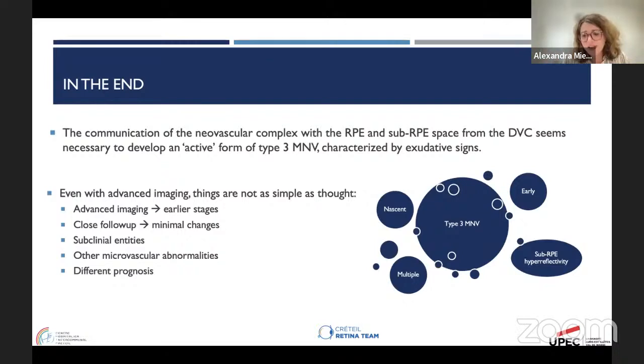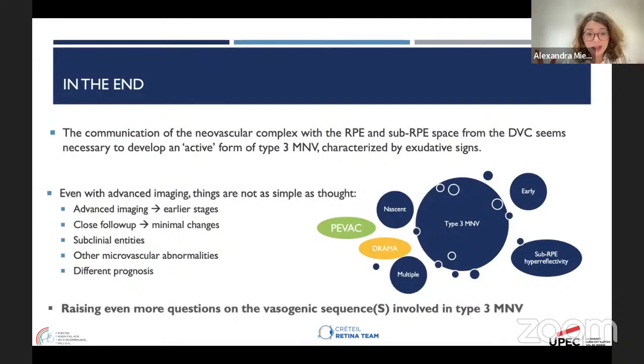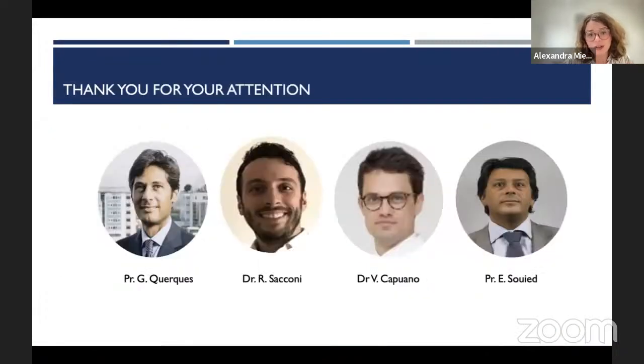So it's very important to think about all these questions, and actually with more imaging and more clinical pathologic correlations, we have more insights into the physiopathogenic sequence in type 3, but also we have more and more questions about what's really happening and how one type of lesion can progress towards another. And I'd like to thank you for your attention and to thank my friends and colleagues with whom I've worked a lot on this subject. And if you have any questions, of course, I'll be happy to try to answer.